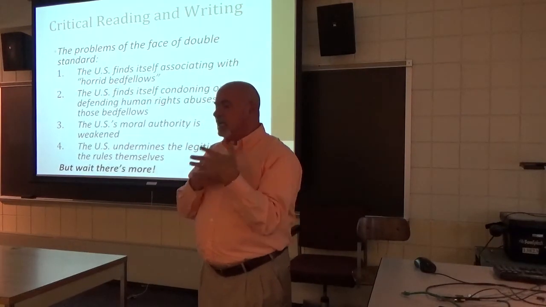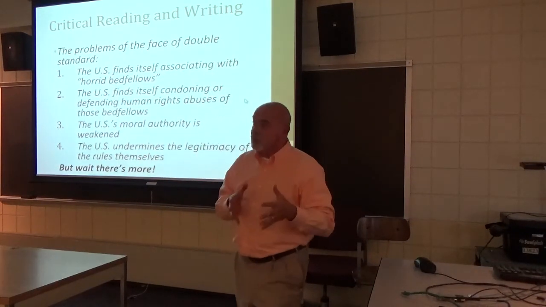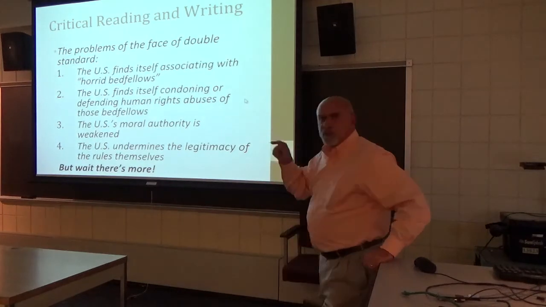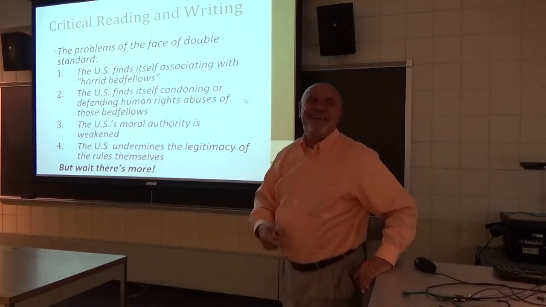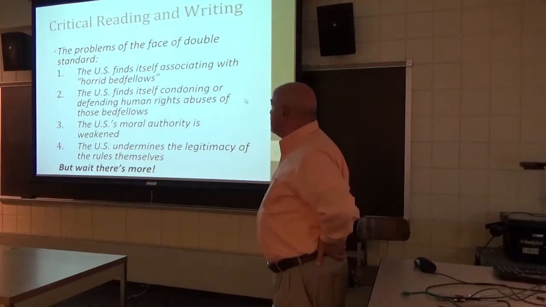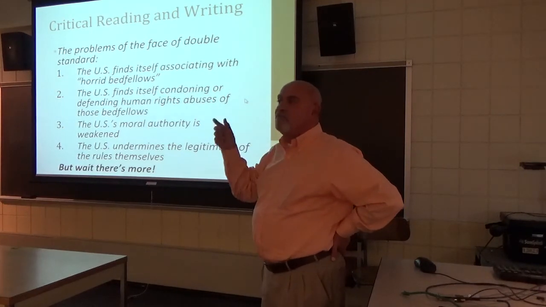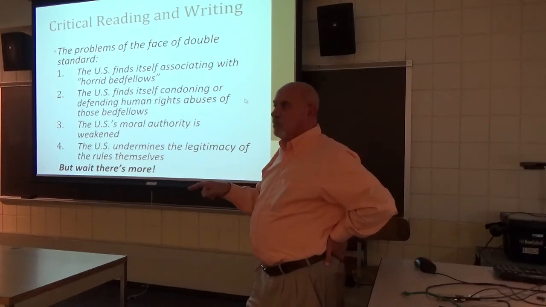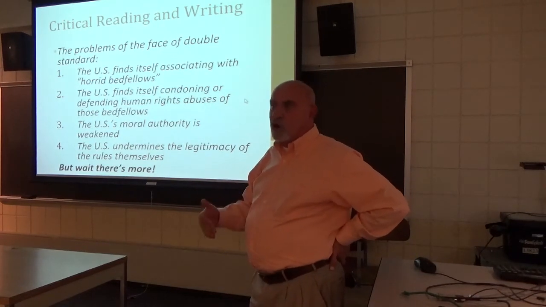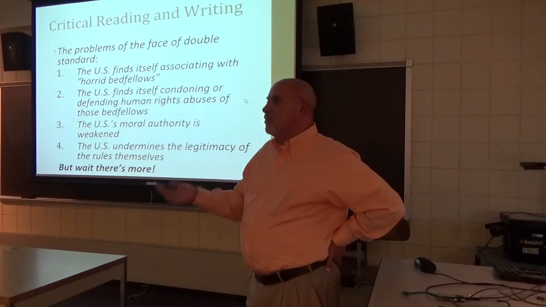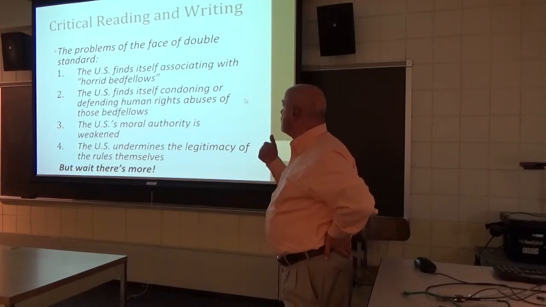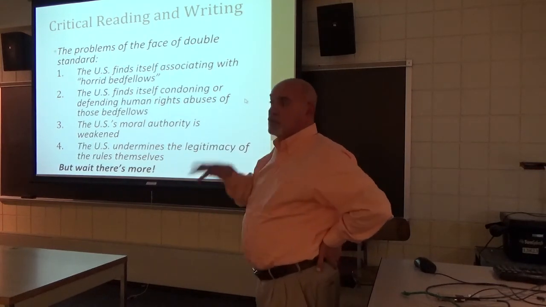So when you look at pages 11 to 13, he explains why the double standard is the most problematic. More problematic than American exemptionalism, right? And the other one I just forgot. Flying buttresses. So what the double standard causes is the U.S. finds itself associating with horrid bedfellows. By having a double standard, other countries who are doing horrible things, sometimes the United States is forced to associate with them. The U.S. finds itself condoning or defending human rights abuses of those bedfellows.